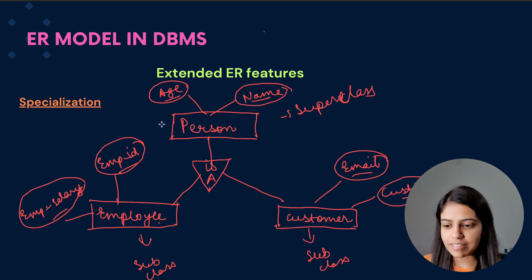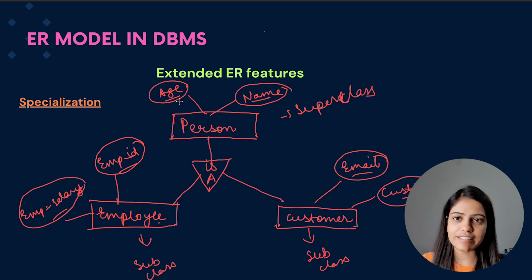So this is specialization. Basically, in specialization we subgroup the entities into different groups, like person is subgrouped into employee and customer. Person may have some attributes which are common between employee and customer, but employee and customer may have some distinctive attributes. So this was all about specialization in this video.